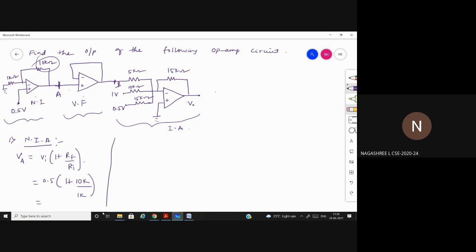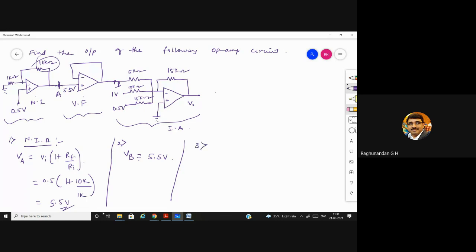5.5 volts. Is it? Yes, sir. Okay. Now, this is 5.5 volt input. What is the voltage at VB, second part? 5.5. Same? Yes, sir, because it is a voltage follower. Output follows the input. Output and input will be the same.